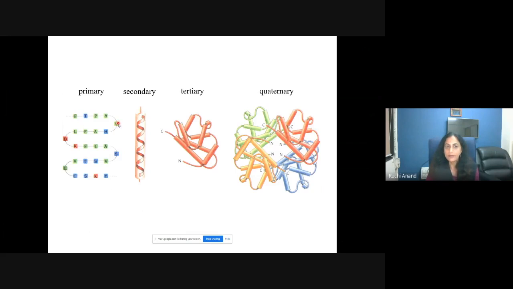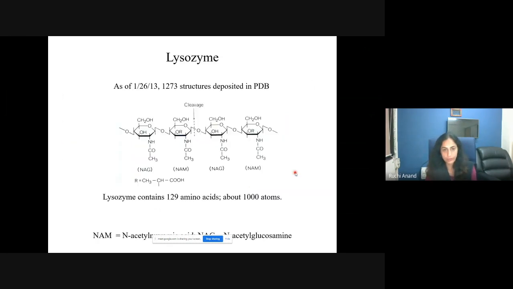So primary, which is the amino acid sequence. Secondary, like I told you, it can become strands or helices, and then how they come together in close space is tertiary, and when they all come together or oligomerize, it's called the quaternary structure. For example, this is hemoglobin, and everybody knows there's a lot of allosteric cross-talk between the monomers in the oligomers, and so quaternary structure is also very important.